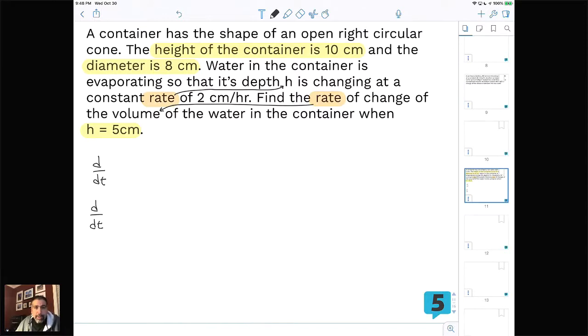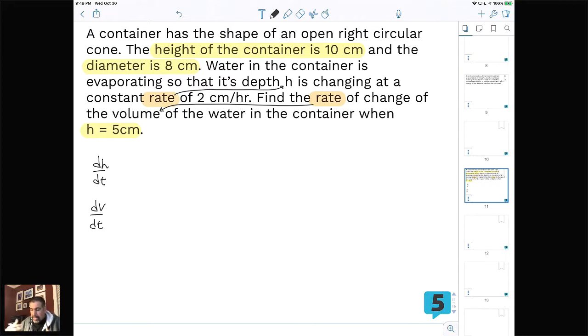Okay. So the first time I see rate, I see that the thing that's changing is the height. So I'm going to call that one dh over dt. And the second time I see the word rate, I see this time the rate is pointing to volume, or describing volume. So I've got dV over dt.